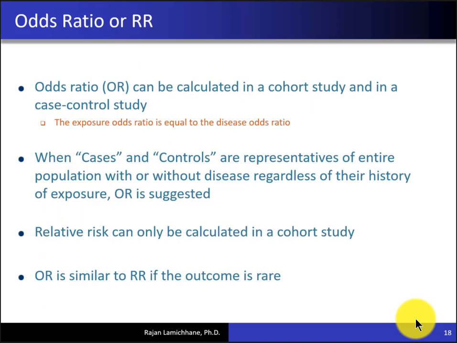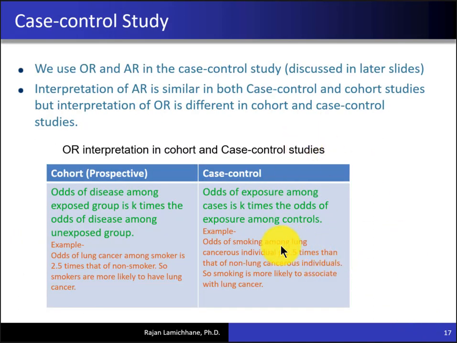And here is the summary of the odds ratio and relative risk. Odds ratio can be calculated in a cohort study and in a case control study, but relative risk is only calculated in the cohort study, the prospective studies. The exposure odds ratio is equal to the disease odds ratio. Understand that in our previous case, the value is 2.5, whether it is for the exposure or for the disease.